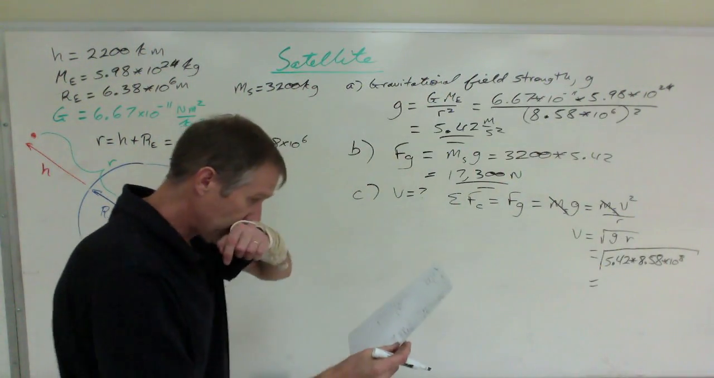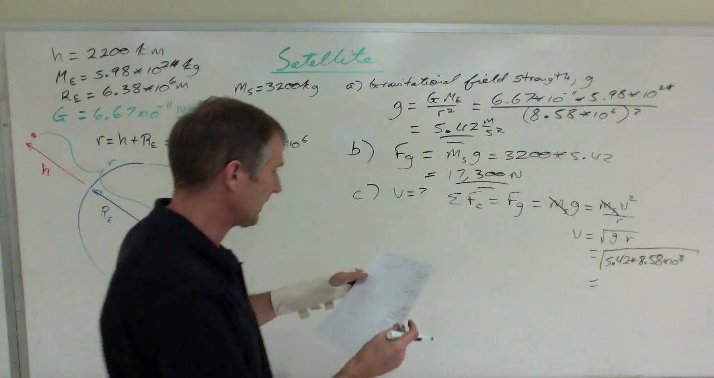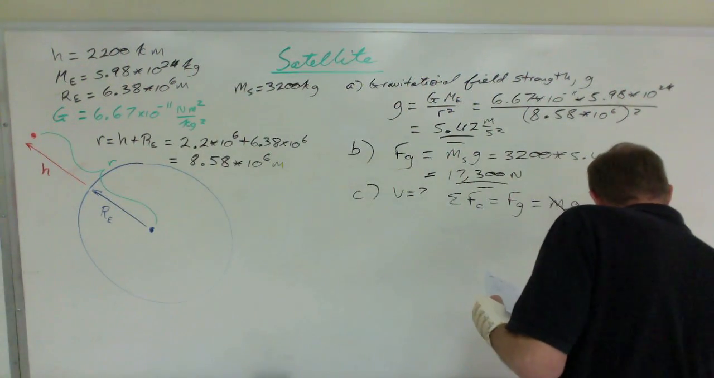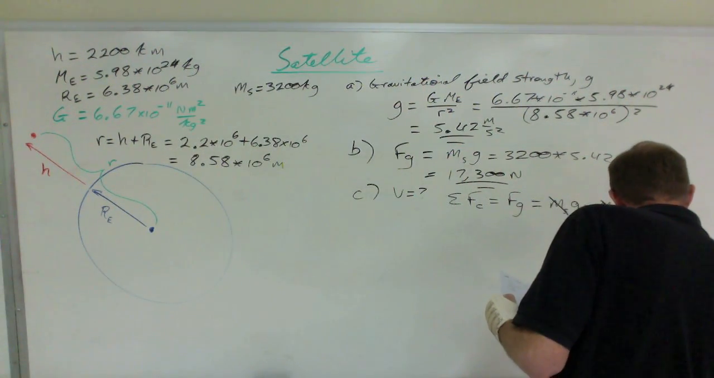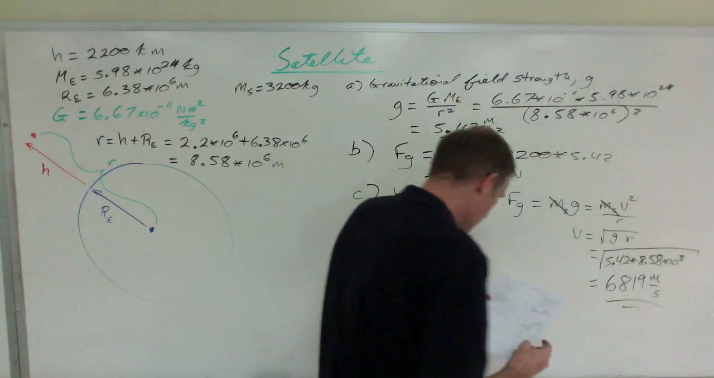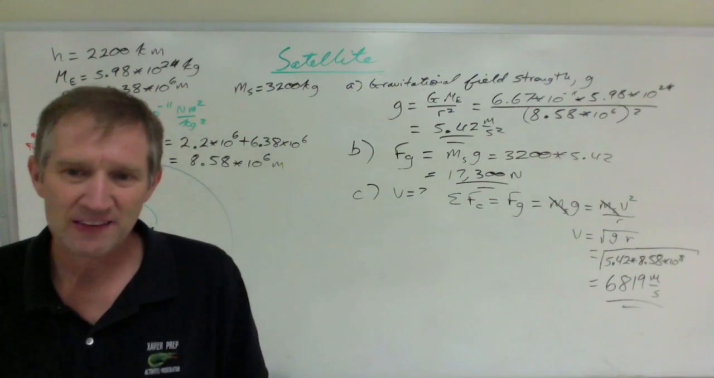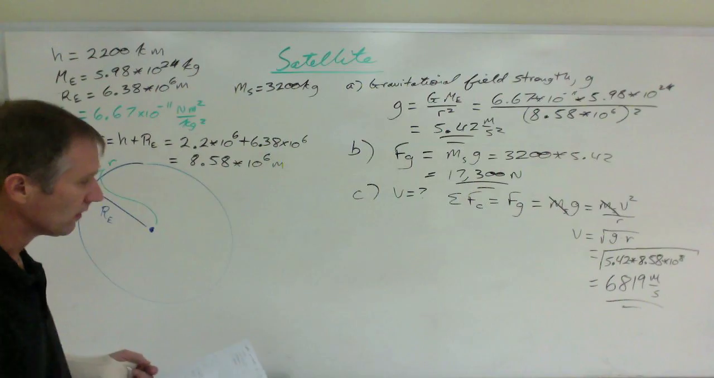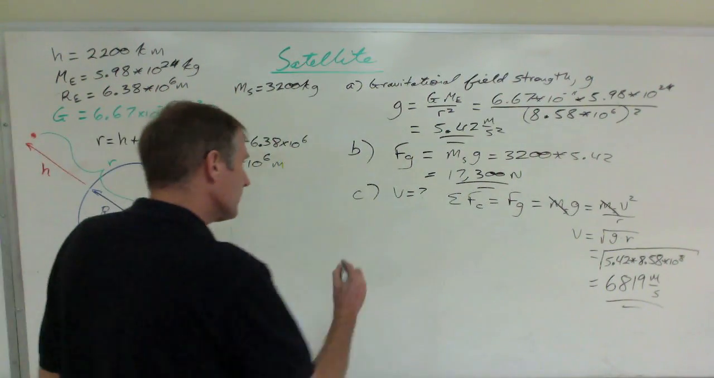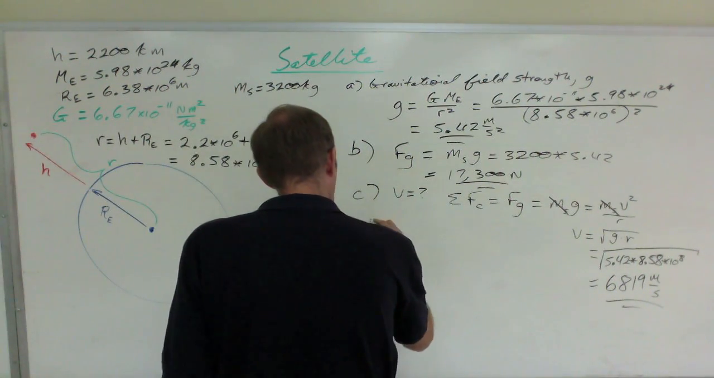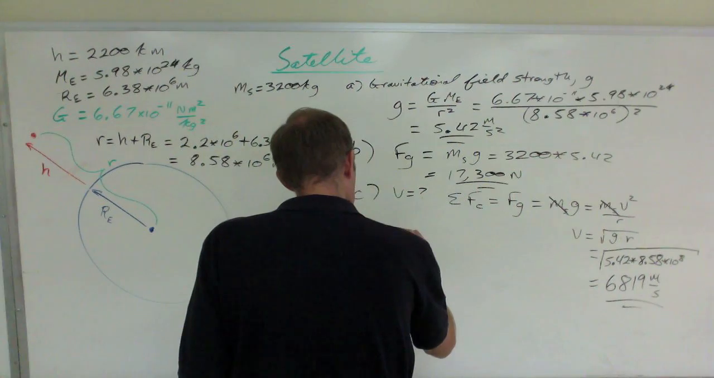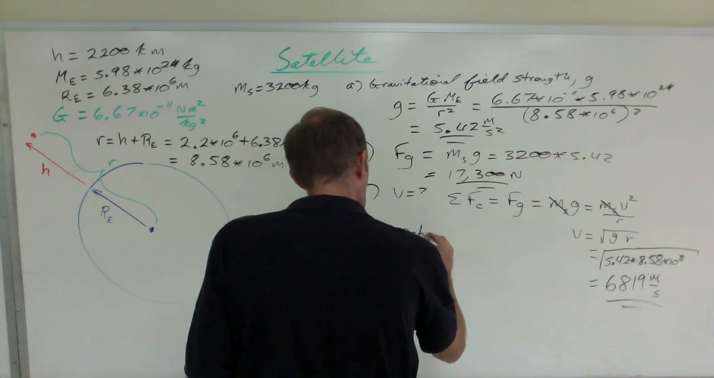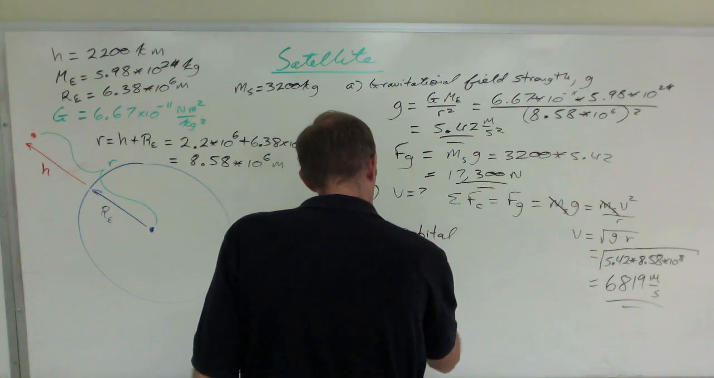And that comes out to be, what is it, 6,819 meters per second. That's a lot. Just FYI, that's over 15,000 miles per hour. And then the last question you'll be asked for is the orbital period.